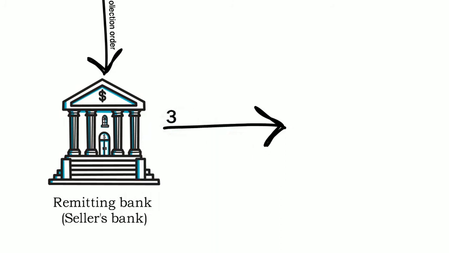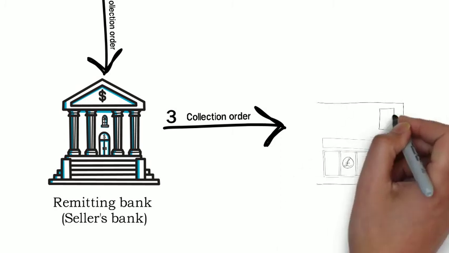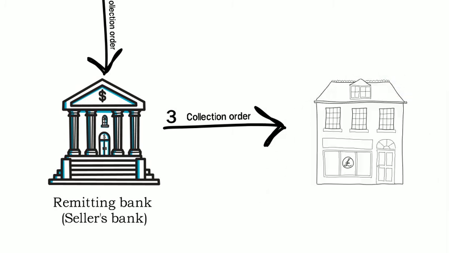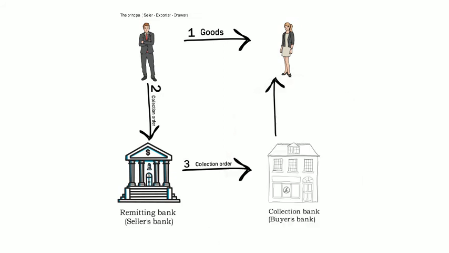3. The remitting bank sends the documentation package by mail or by carrier to the designated collecting or presenting bank in the buyer's country with instructions to present them to the buyer and collect payment.